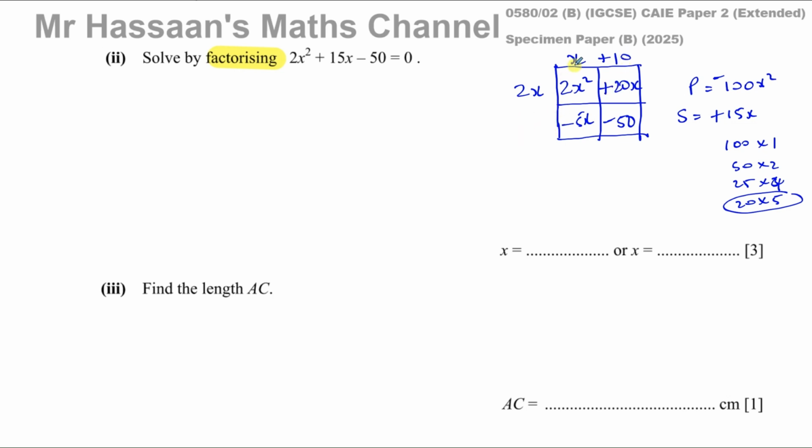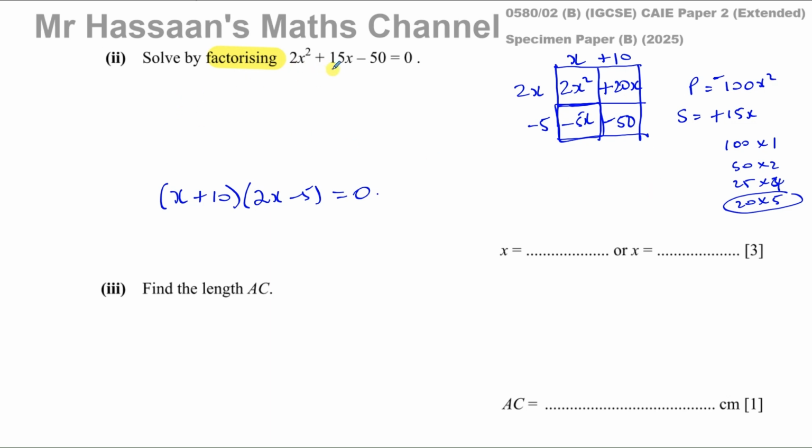And what goes out here must multiply with the x to give me this, because this is like the area of this little rectangle. x times something gives me minus 5x. That's minus 5. So I end up with x plus 10 times 2x minus 5 is equal to 0. So that's one way of doing it. I'm going to continue to the answer in a minute, but there are other ways of doing it.